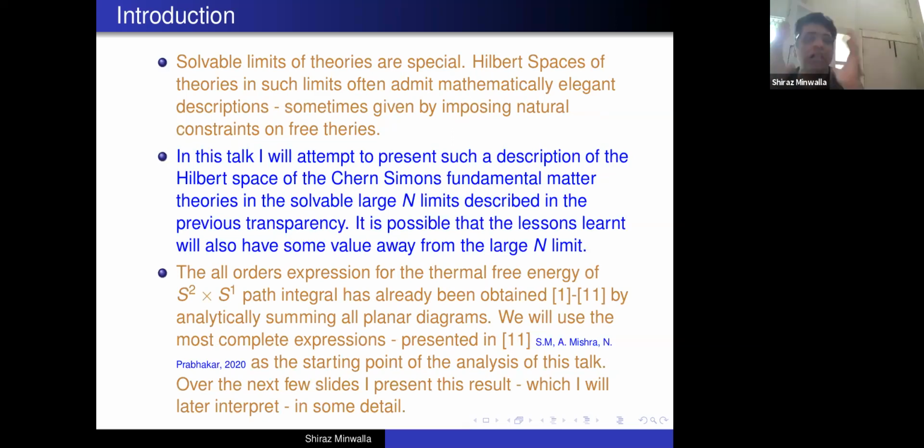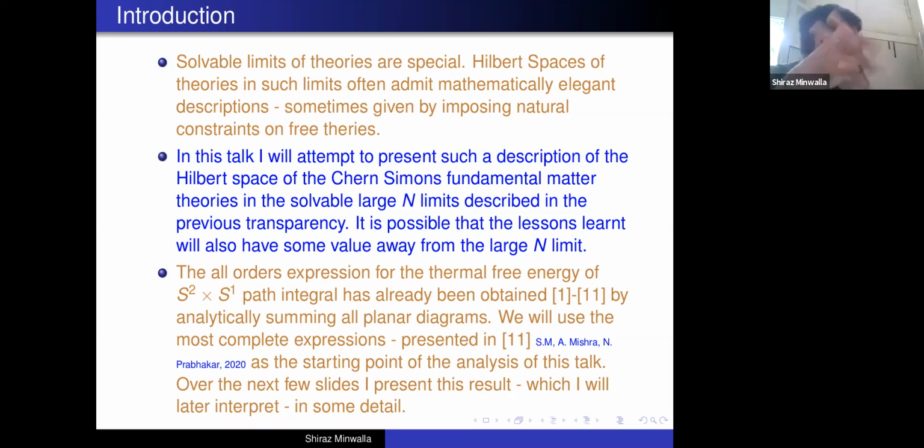Now, solvable theories are, of course, special. Solvable limits of theories are special. And it sometimes turns out that the Hilbert space of these theories has a very special structure. Sometimes, as I will try to convince you is the case in this theory, they're given by a sort of free Hilbert space with some sort of constraint. Okay. So the purpose of this talk is to try to explain to you that the Hilbert space of these large N matter Chern-Simons theories is a very simple Hilbert space. It's almost a free Hilbert space with an interesting constraint to put on it.